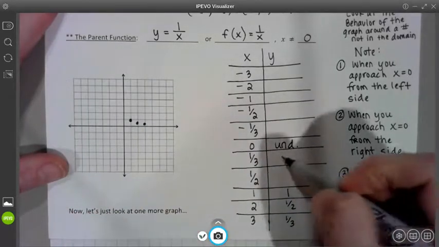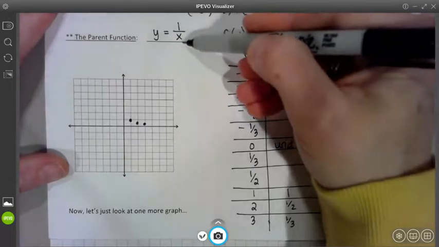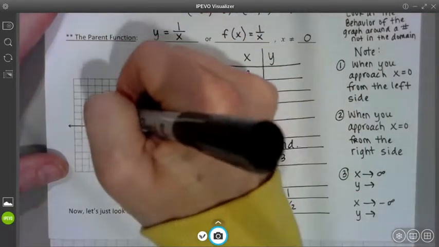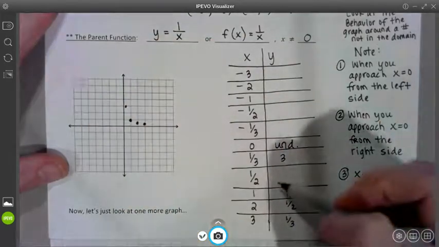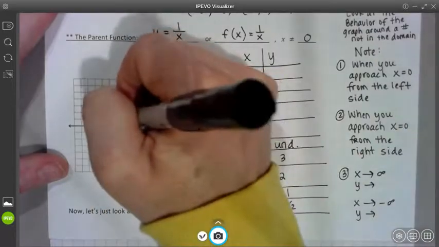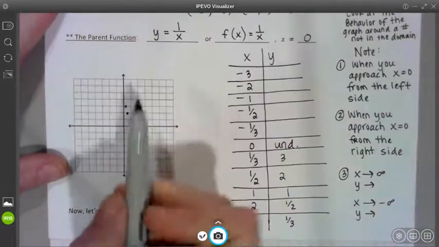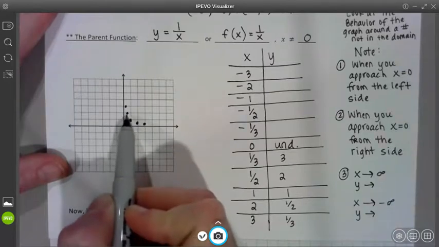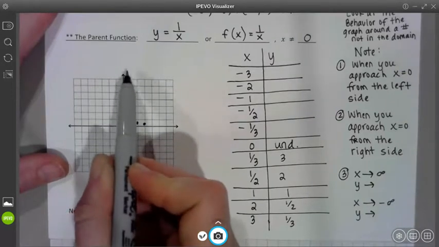All right, what if I fill in the gap between 0 and 1? If I plug in 1/3, 1 divided by 1/3 is 3. So now when 1/3 goes in, 3 comes out. All right, and then when 1/2 goes in, 1 over 1/2 is 2. So 1/2 goes in and 2 comes out. So now as x gets smaller and smaller and closer to 0, that y value is going to get bigger and bigger.